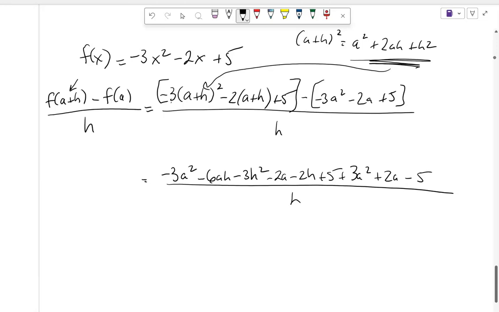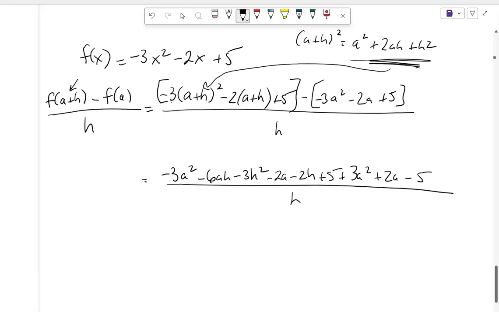Now again, I know I've said it twice already. What's our goal? Get rid of the h, right? In order to cancel out the h, I need to factor an h out of the top. I can't cancel an h until I factor one out. In order to be able to factor out an h, anything that does not have an h in it has to go away. So for example, this minus 3a squared doesn't have an h. Does it cancel? Yep, right there.